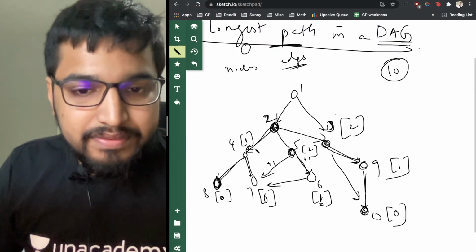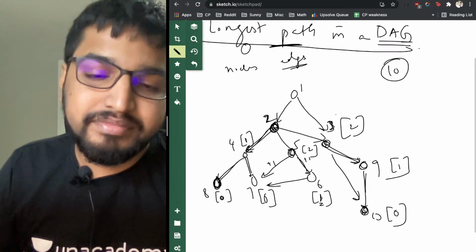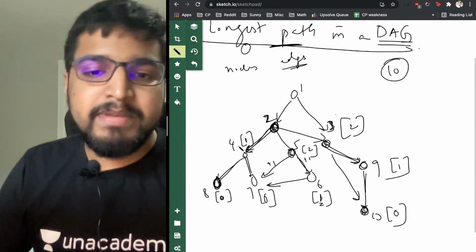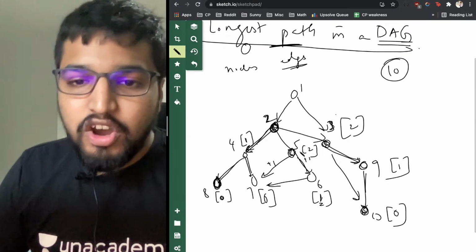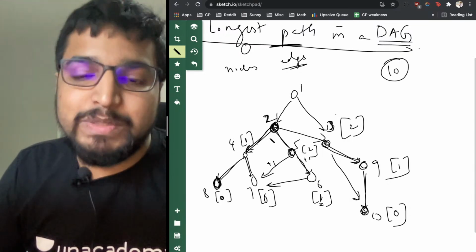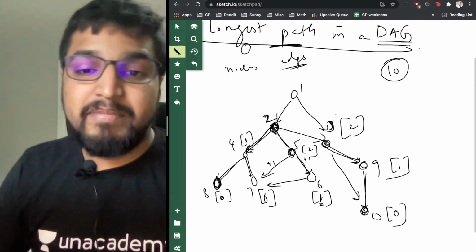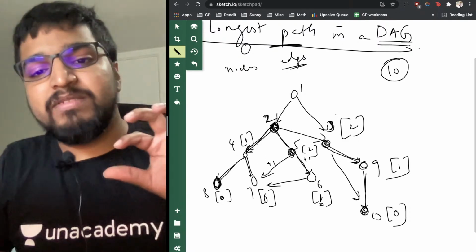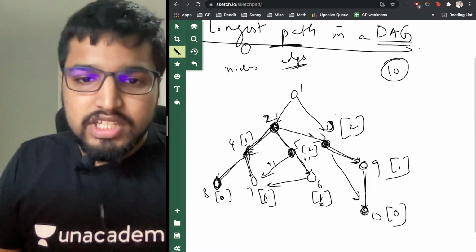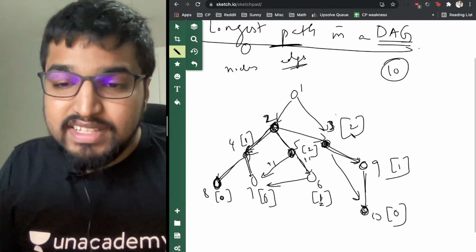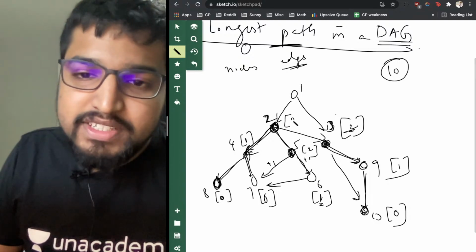Now the node 2. 2 can go to 4, in which case the longest path would simply be 1 plus 1. Or it can go to 5, in which case it will be 2 plus 1. The longest path from 2 is simply the maximum of the longest paths from 4, 5, or 3, and the maximum of all of these plus 1, right? So either 1 plus 1 or 2 plus 1, in this case 2 plus 1. So the longest path starting from 2 is basically 2 plus 1, which is 3.